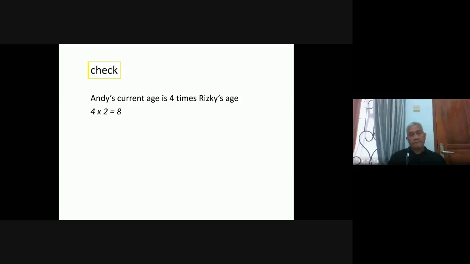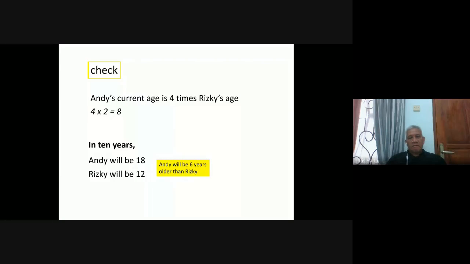Let's check this. Andy's current age is 4 times Rizky's age. It means that 4 times 2 equals 8. In 10 years, Andy will be 18 and Rizky will be 12. Andy will be 6 years older than Rizky.